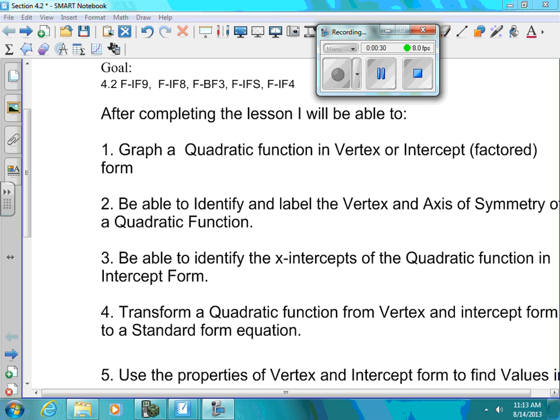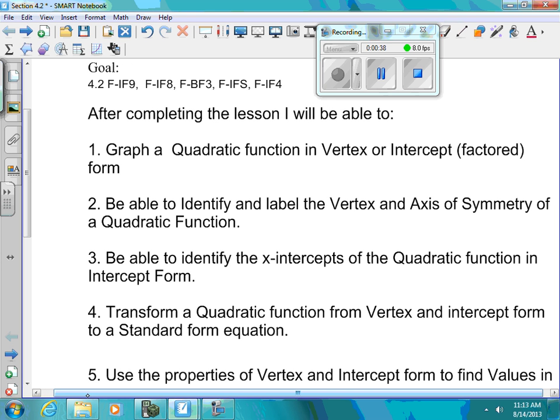quadratic function in vertex or intercept form. I have factored form in parentheses because that's what it is. It's a factored form of an equation. Sometimes I say factored form instead of intercept form, so I want that there so you know I mean intercept form if I accidentally say factored form.